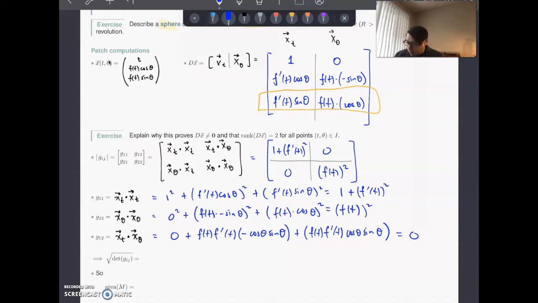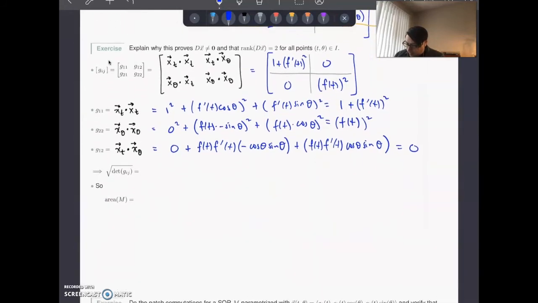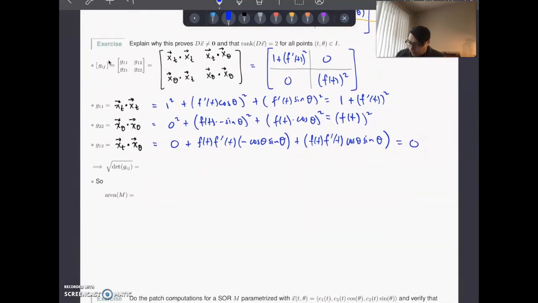Time to compute the determinant. We multiply these two pieces, and then take the square root. So we are going to get 1 plus, and now let me use square brackets, f prime of t squared, bracket squared, parentheses, and I forgot an extra parentheses here. Okay, all right, times f of t squared.